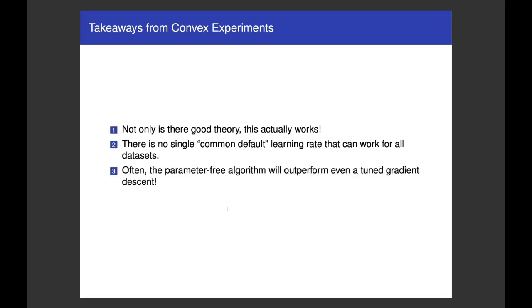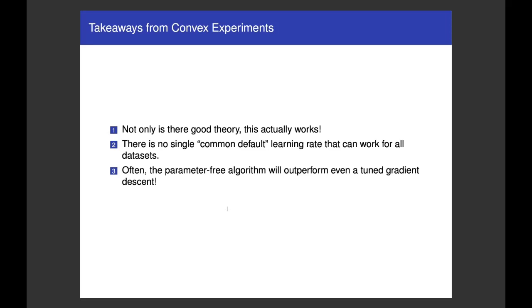And finally, sometimes the parameter-free algorithms can outperform the tuned gradient descent, sometimes by quite a lot, right? And that's interesting because you might have thought that by our theoretical analysis, we're only matching the guarantee of gradient descent. But that's not quite the whole story, right? Remember that using the per coordinate updates, it seemed like we were actually getting some nice sparsity adaptivity that really wasn't possible with gradient descent.